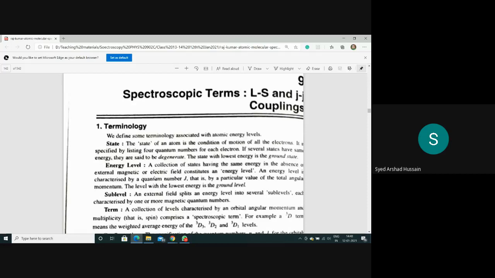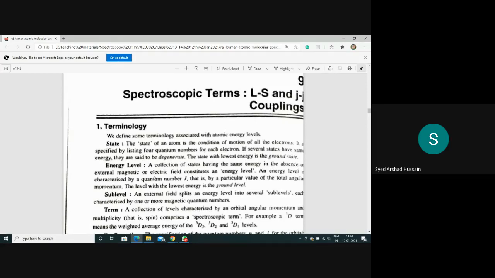For example, a 3D term can have levels 3D3, 3D2, 3D1, etc. So a 3D term consists of 3 levels: 3D3, 3D2, and 3D1.